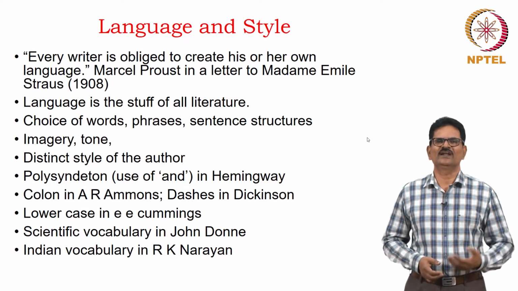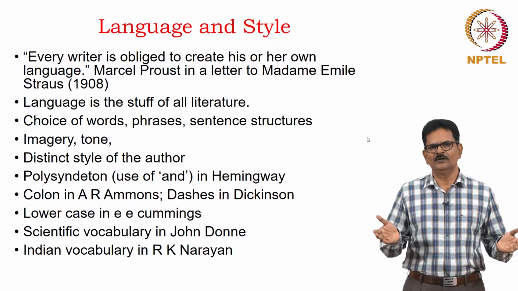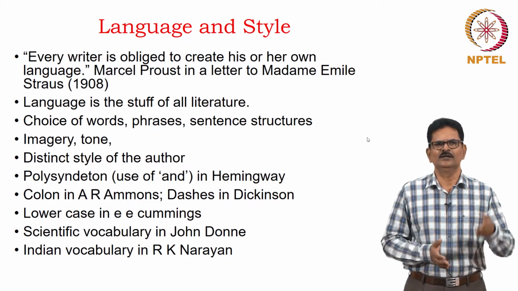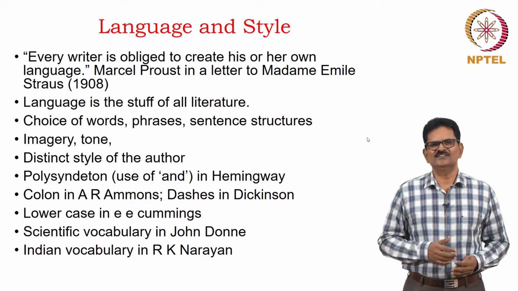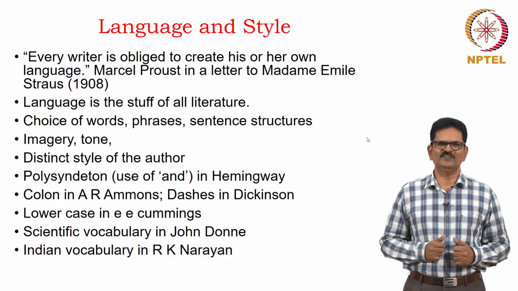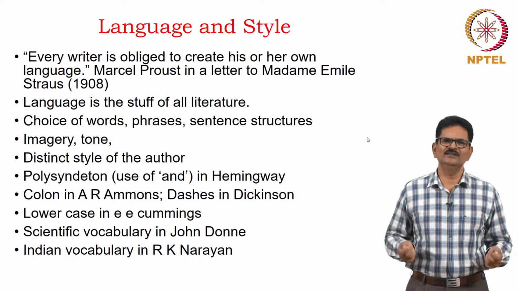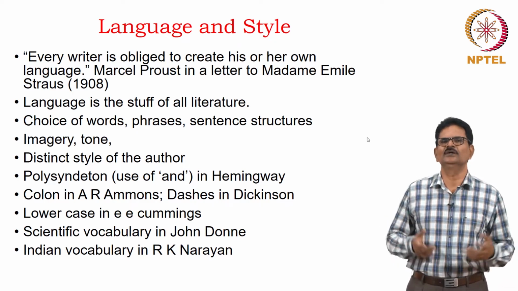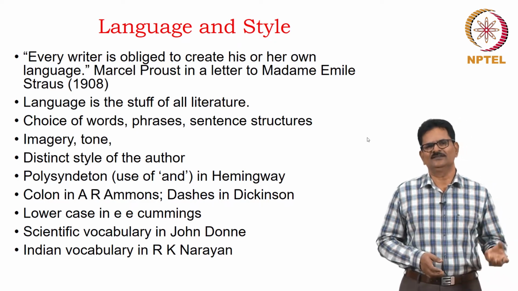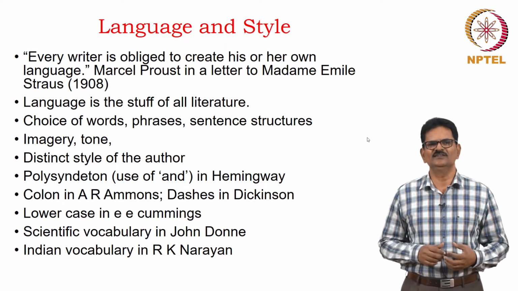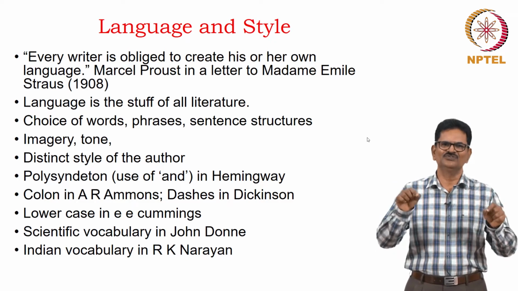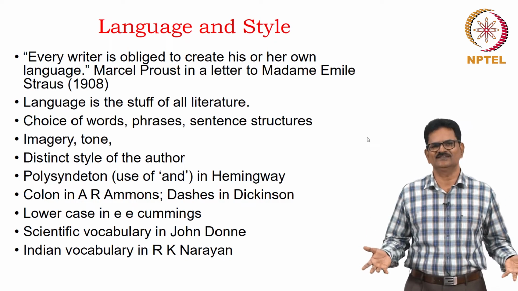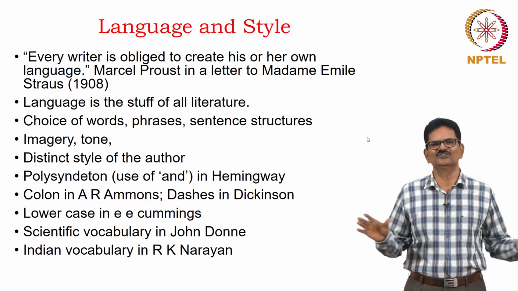They may use, for example, 'and' continuously or often in their writing, that is called polysyndeton, which is interesting in the case of Ernest Hemingway's novels. We find an interesting case of the use of colon in the poet A.R. Ammons, and similarly dashes in Emily Dickinson. Some writers like E. E. Cummings are known for their use of lowercase in their writings, that is small letters. They don't use capitals at all.